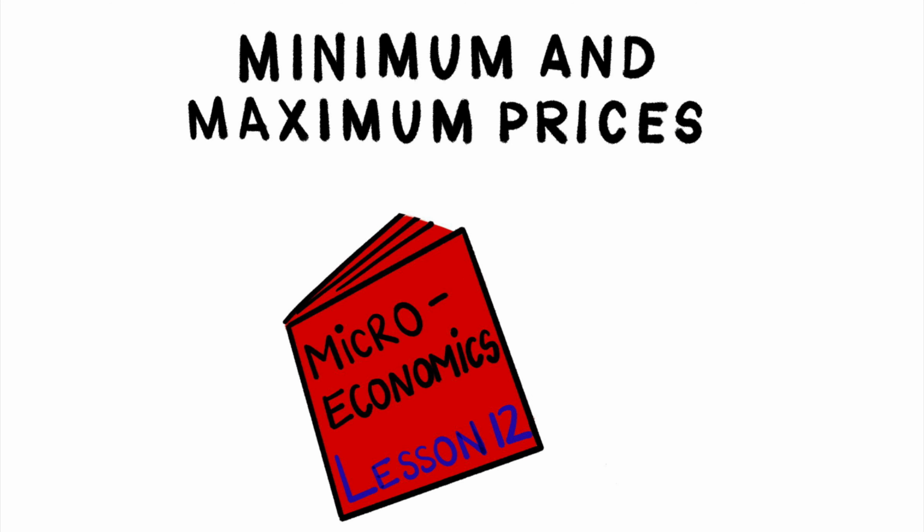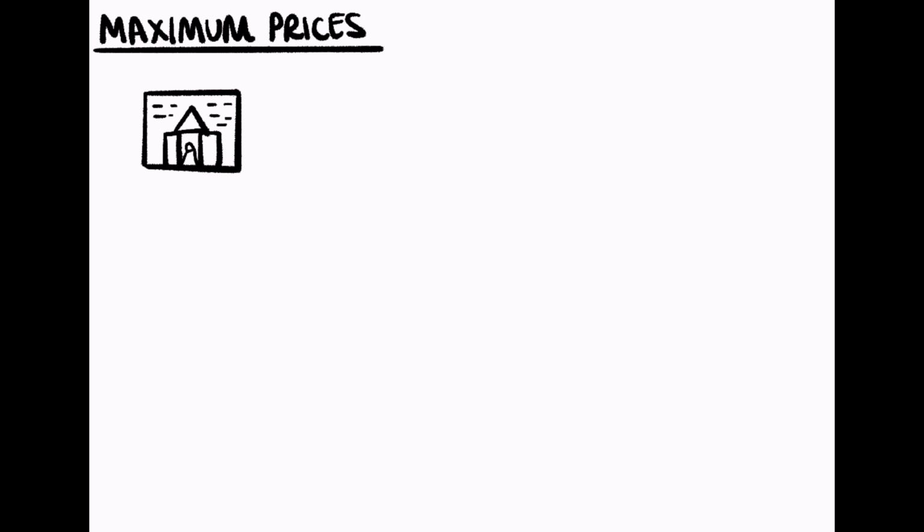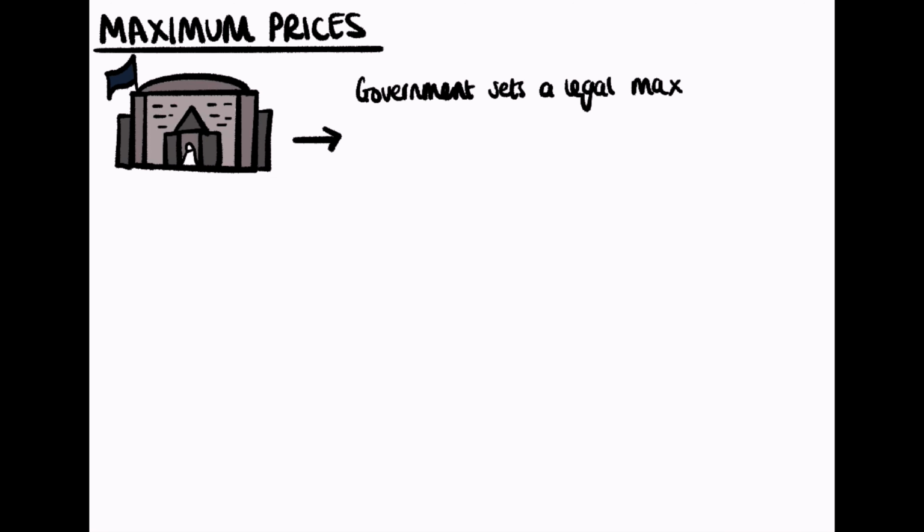Hi guys, today's lesson is on another form of government intervention, in this case price intervention in the form of minimum and maximum prices. This limits the price in the market to either above or below the market equilibrium price. When the government sets a legal maximum price, this is called a price ceiling because the price cannot exceed the amount set by the government.